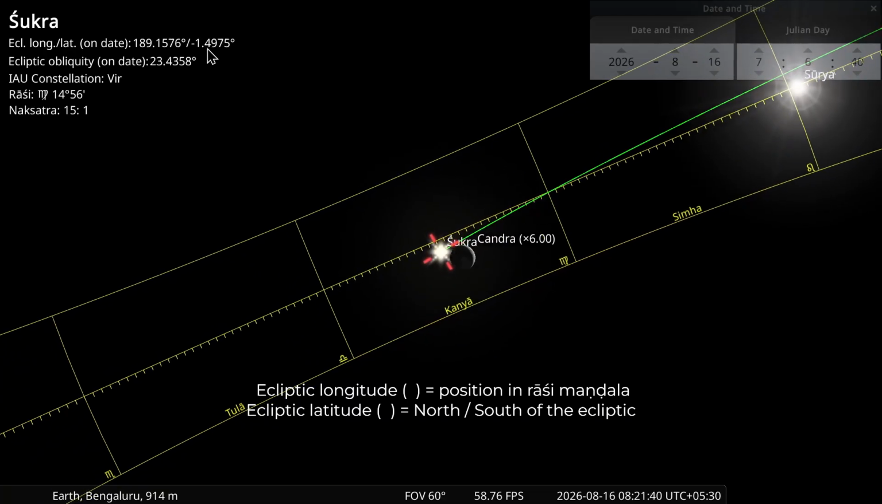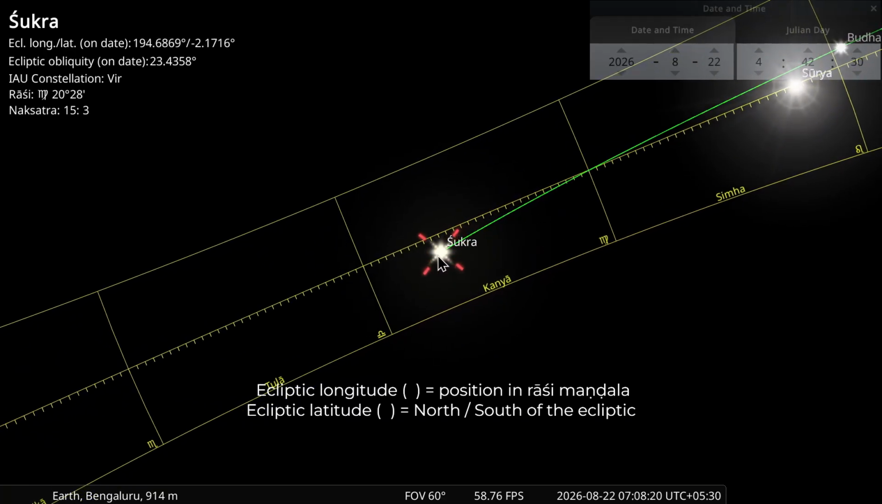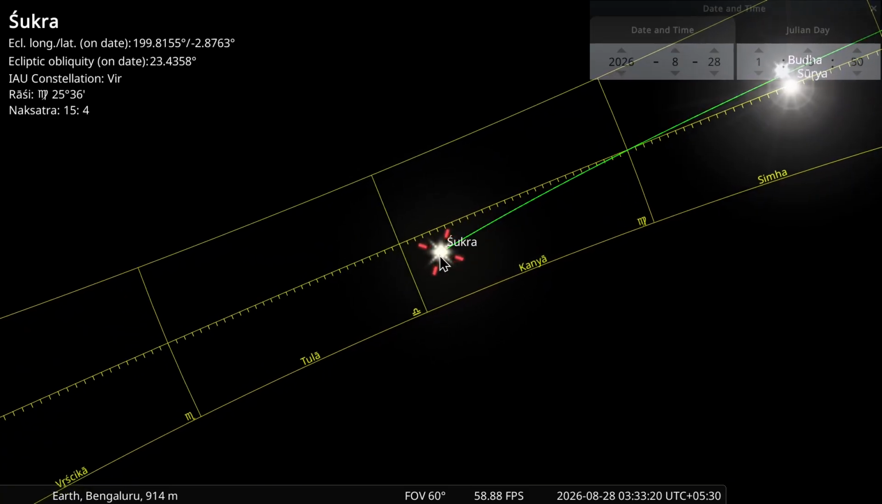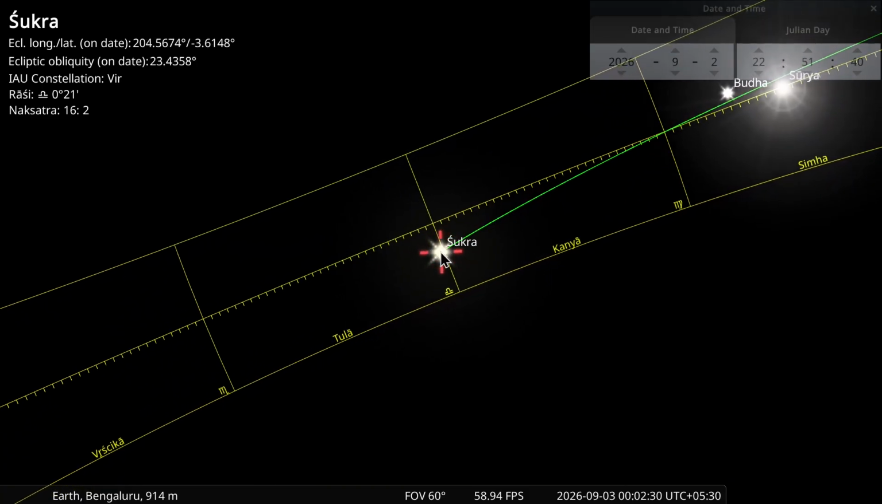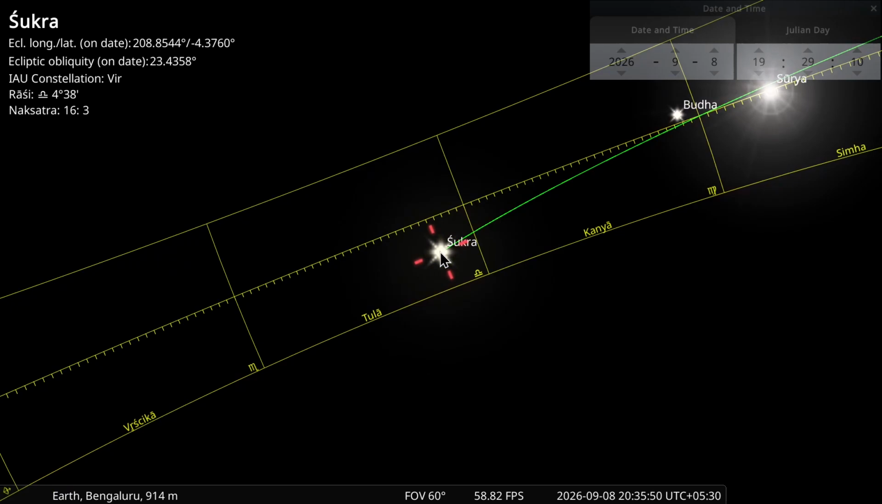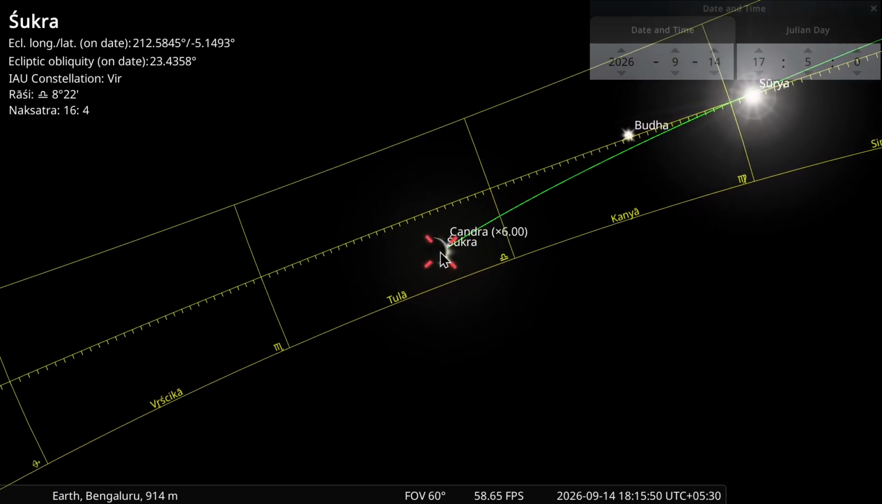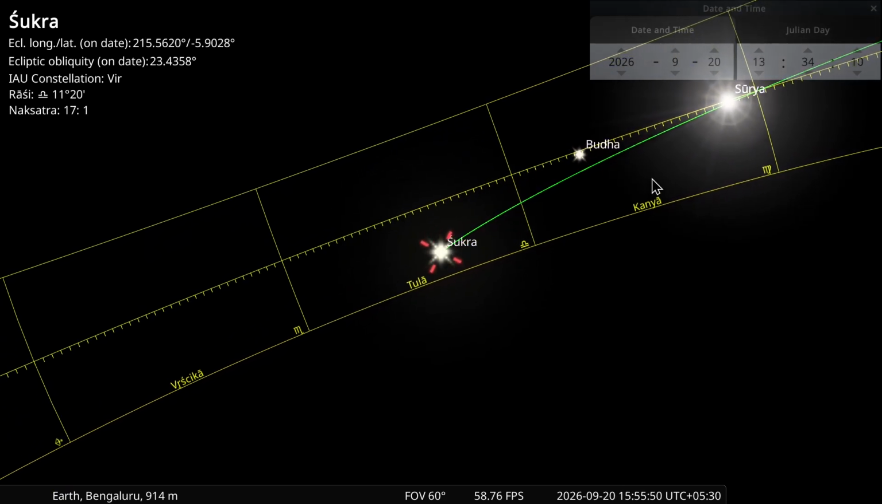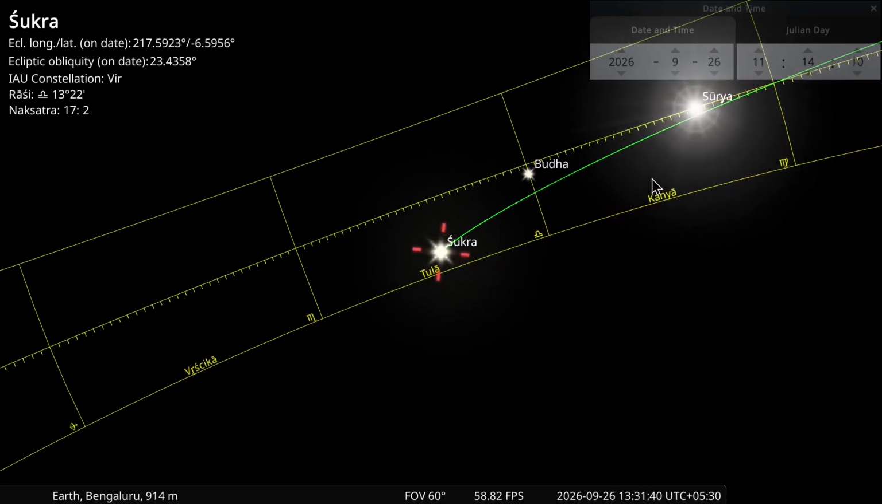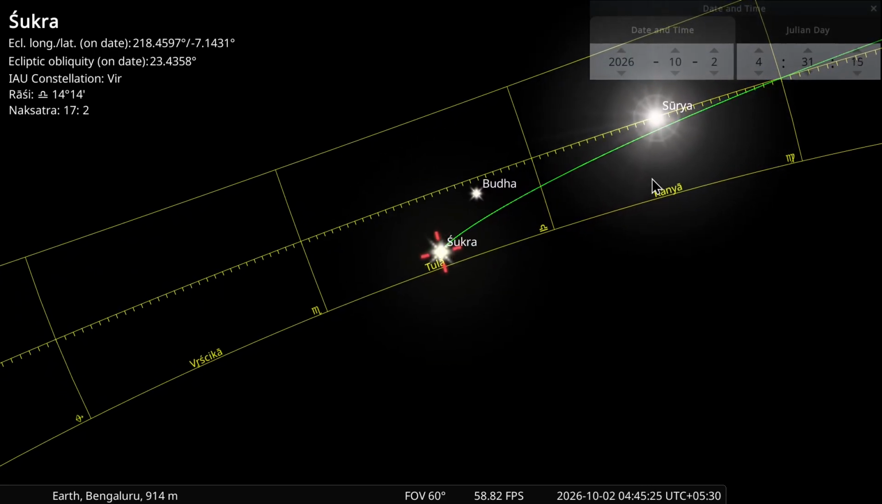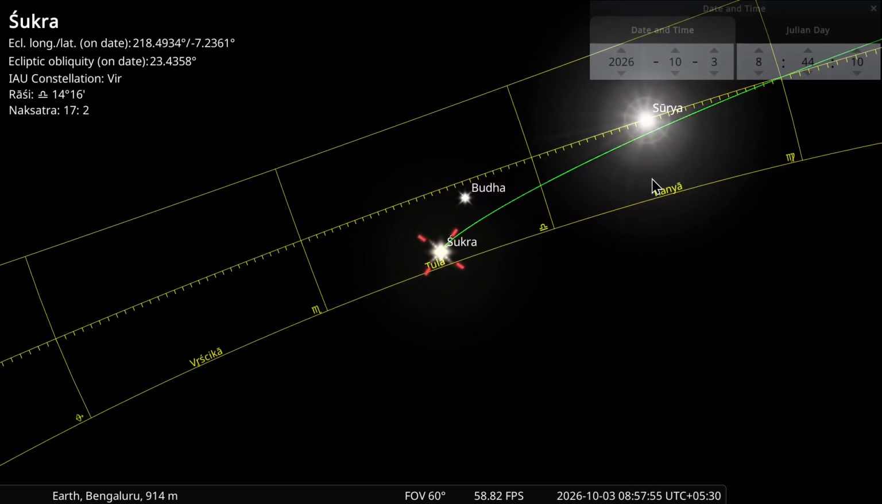This is the ecliptic latitude here. It's become negative. Now Shukra is entering Tula, and you expect a retrograde motion now, and indeed it happens. It actually starts on October 3rd, late evening of October 2nd. Morning of October 3rd is when the retrograde motion starts.